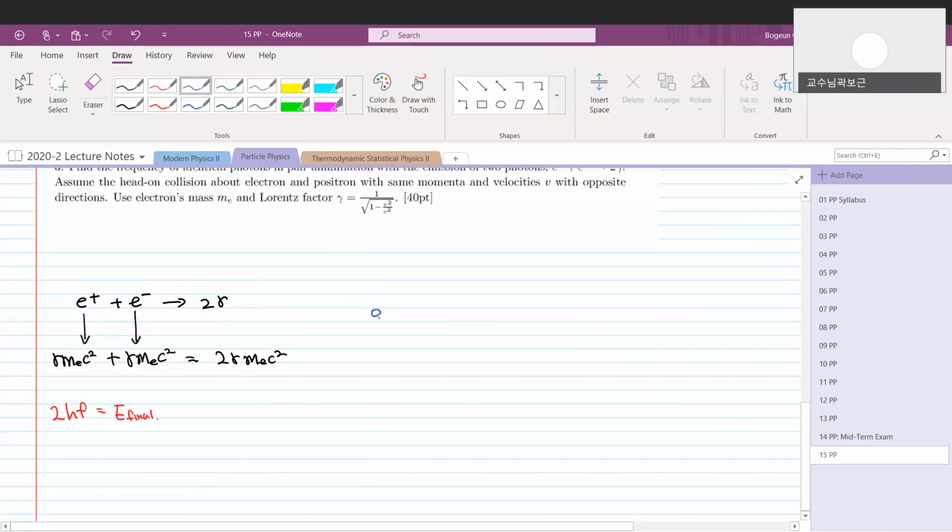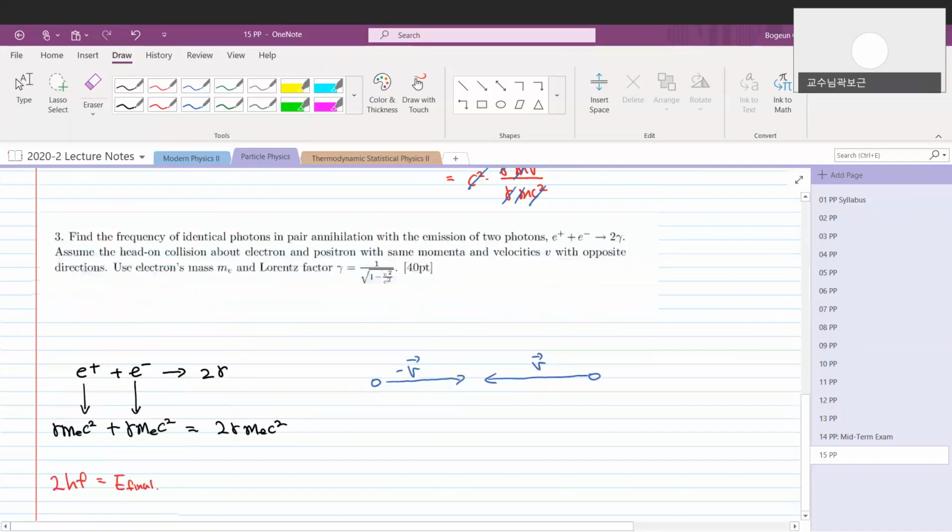A positron has a head-on collision with an electron, and their speeds are the same, in opposite directions. So the sum of their initial momentum is zero, but the energy is still positive. But there can be photons produced, two photons.